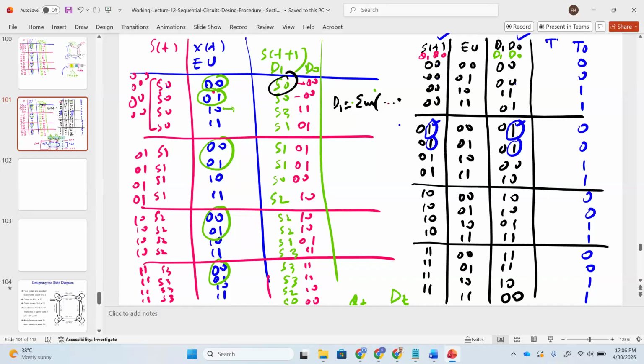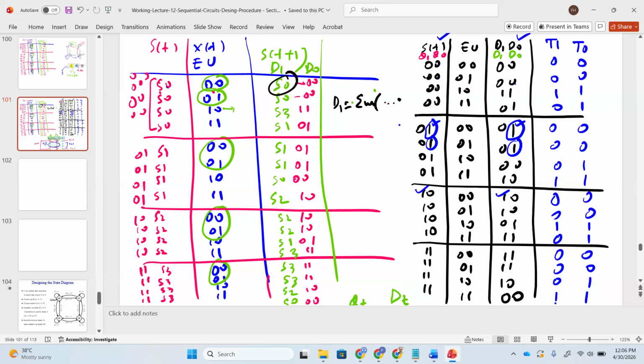Similarly, you can find it for T1. So for T1, we need to compare Q1 and D1. So Q1 and D1, 0 0 0, 0 0 0, 0 0 0 1 1, 0 0 0. Did you get it or not? Any question? Is this clear or not clear? Clear. And then 0 0 0 0 0 1 and then 1 1 1 1. Now this is 1 1 same, 0 1 1 0 1 0 1 1 1 0 1 1 0 1 1 0 1 1 0 1 0 1. Any question?